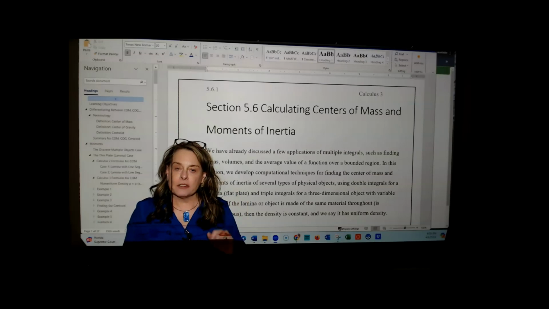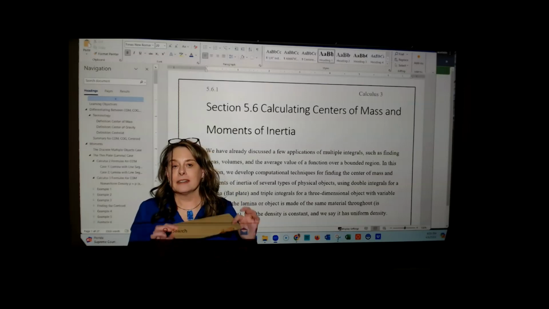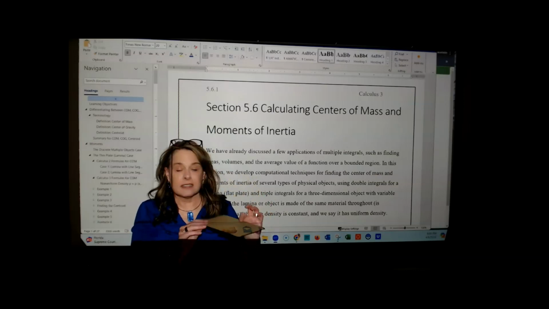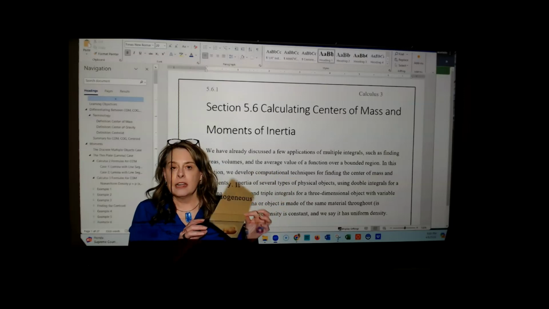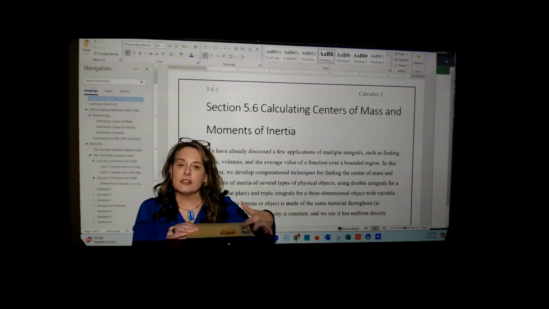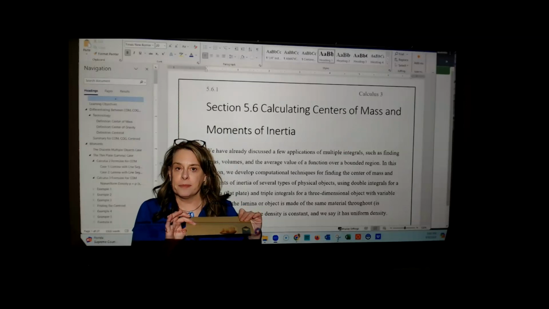Now we're going to be looking at two types of objects. We're going to be looking at what is essentially a two-dimensional shape called a lamina. It doesn't have to be rectangular. It can be a triangle, a circle. It can be a totally irregular shape, but it's essentially two-dimensional, has length and width, but no depth to it. And we call that a lamina.